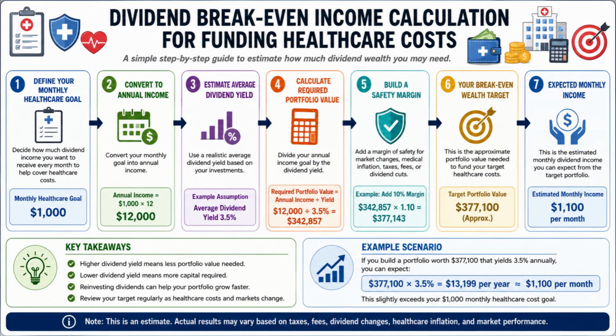In other words, if an investor builds a portfolio worth around $377,100 and it yields 3.5% annually, the expected dividend income would be about $13,199 per year. When divided by 12 months, that equals approximately $1,100 per month, which slightly exceeds the original healthcare cost goal of $1,000 per month.